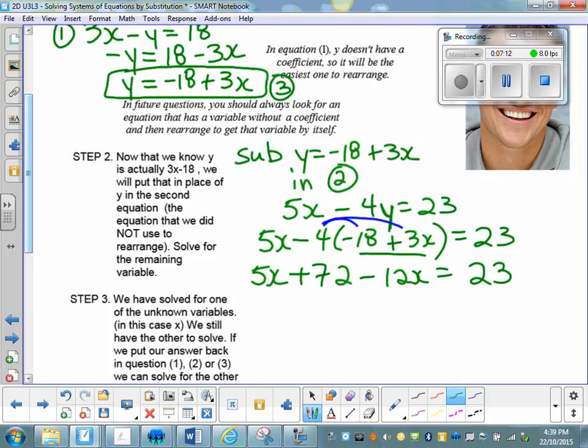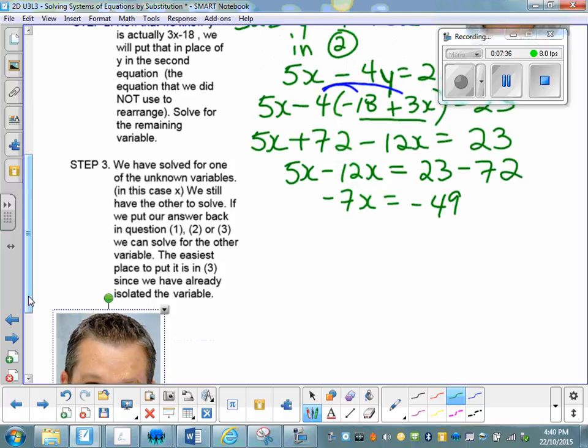So just like we found in the last example, I've got one variable x now that I just need to solve for. So I collect the like terms. I'm going to keep the x terms on the left side. I'll take the plus 72 to the other side. It becomes minus 72. And then my last step will be to divide negative 49 by negative 7. So I get x equals 7 as my answer there.